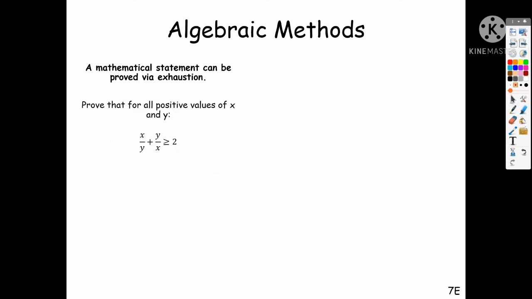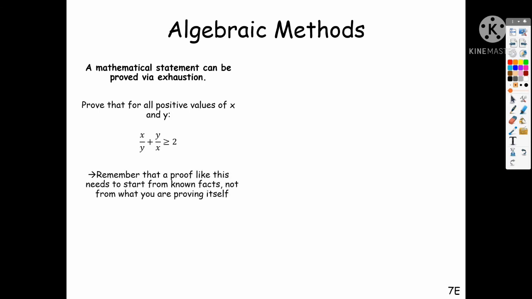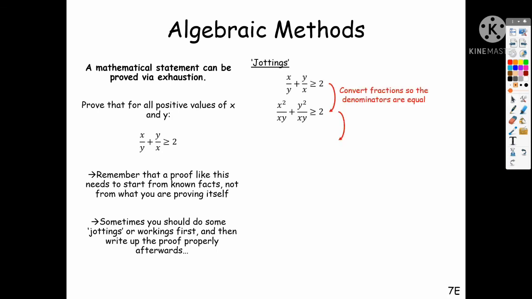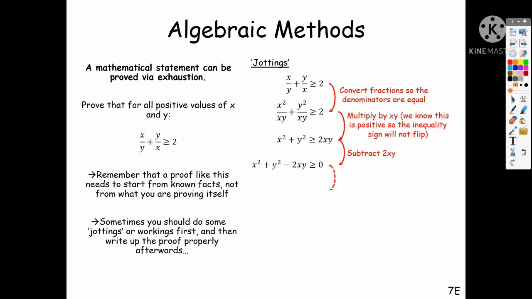So, let's move on. Prove that for all positive values of x and y, x over y plus y over x is greater than or equal to 2. Remember that a proof like this needs to start from known facts, not from what you are proving itself. Sometimes you should do some jottings or workings first, and then write up the proof properly afterwards. I like to call them jottings, just bits at the side, to see what is going on here. So, I can convert the fractions so the denominators are equal. I can multiply by xy, which will mean the inequality sign will not flip, because it is positive. Subtract the 2xy away, I get greater than or equal to 0.